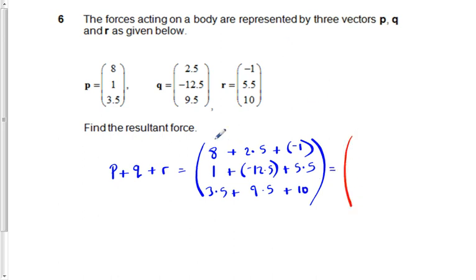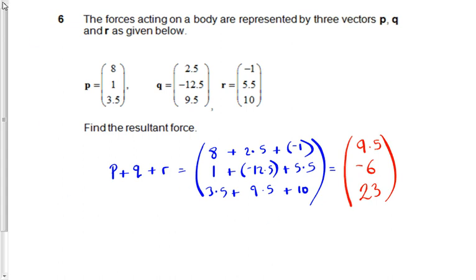When we sort that all out, 8 plus 2.5 is 10.5, minus 1 is 9.5. 1 minus 12.5 is -11.5, plus 5.5 would be -6. And 3.5 plus 9.5 is 13, plus 10 is 23. And there's our resultant vector. Remembering brackets are important. Without the brackets, you get no marks.